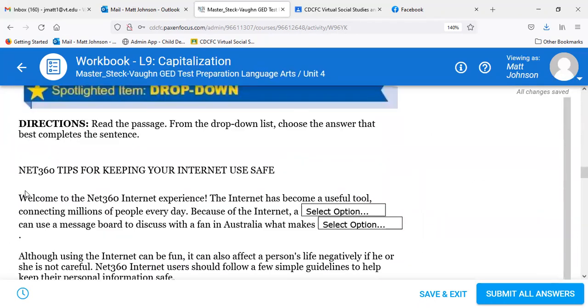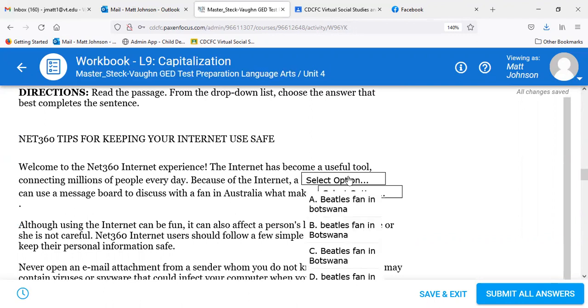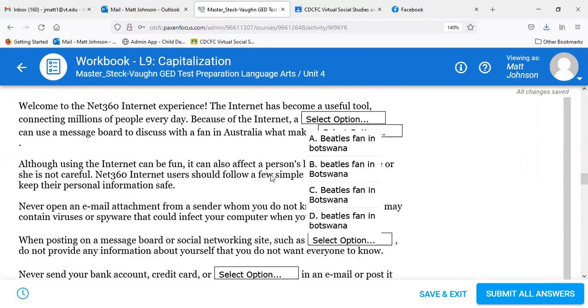Okay. So now, Net 360 tips for keeping your internet use safe. Welcome to the Net 360 internet experience. The internet has become a useful tool connecting millions of people every day. Because of the internet, what do you think there? A, B, C, or D? C. C as in cat. There you go.